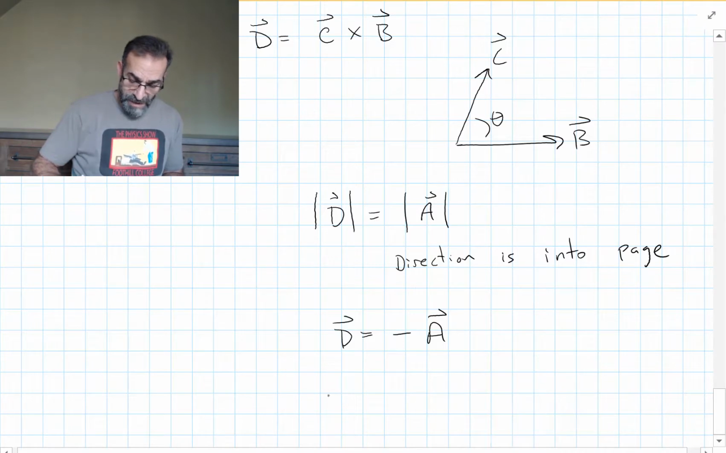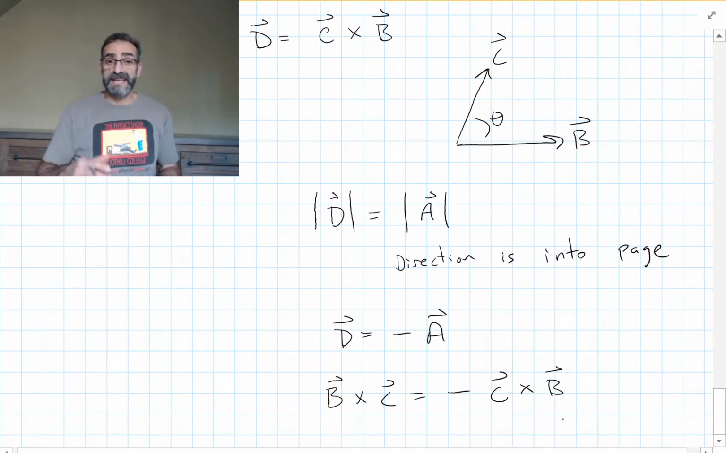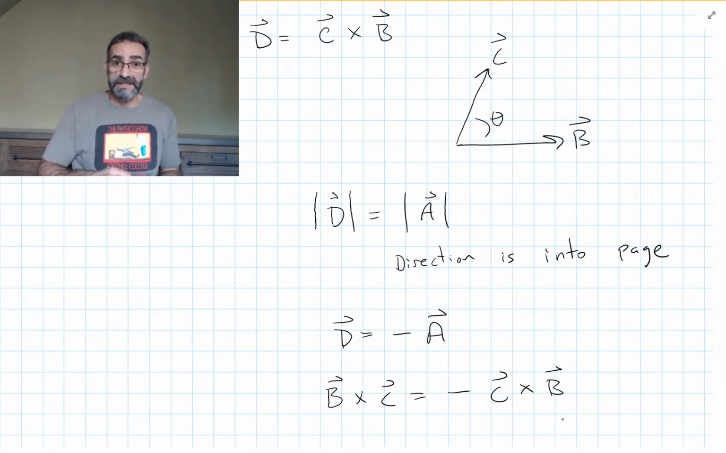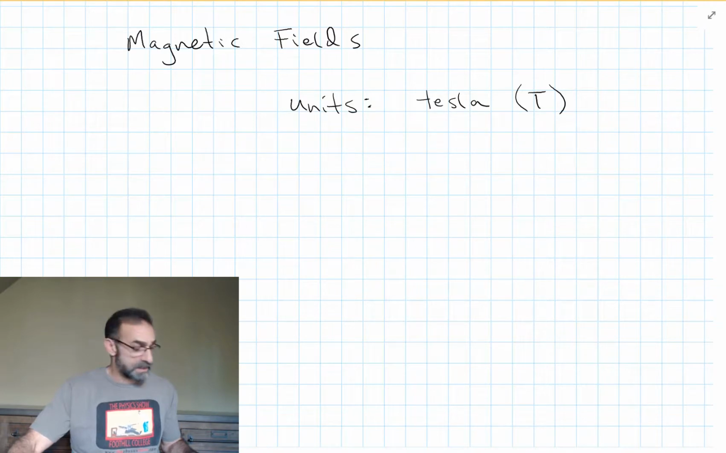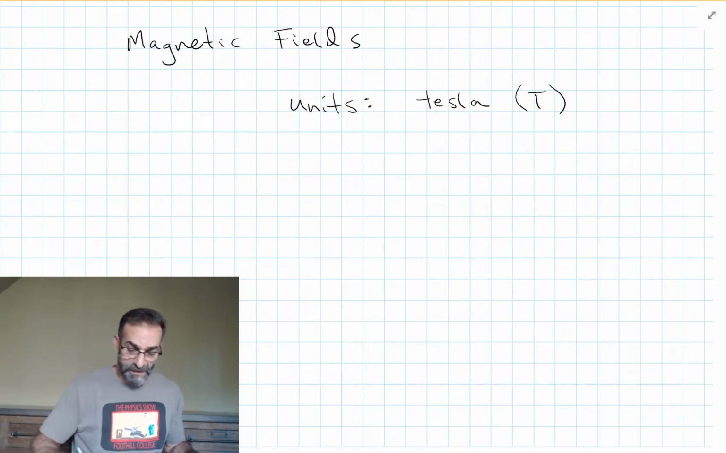Or I could write it this way: B cross C is negative C cross B. Remember, we're talking about vectors. That negative sign just flips the direction 180 degrees. The units for magnetic field are Tesla. Capital T is the symbol we use. The Tesla is the unit for magnetic field.